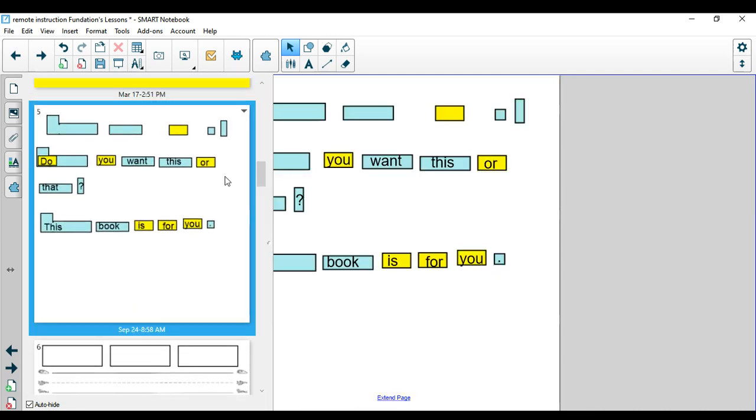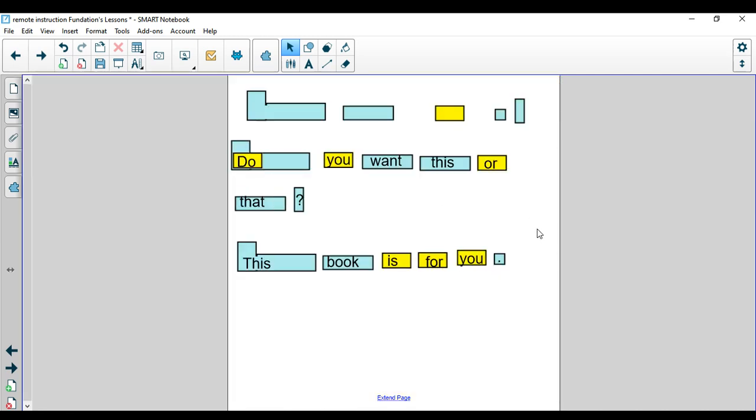Today we're going to be looking at a couple sentences that have some new kindergarten words in them. Remember, a sentence always starts with a capital letter. That's why we have this tall sentence frame. Sentences leave spaces in between words, and sentences end with a punctuation mark of some kind. Take a look at this first sentence. It says, do you want this or that?